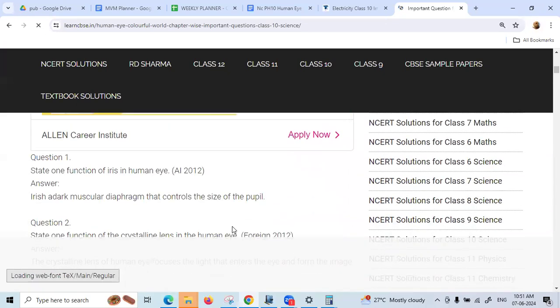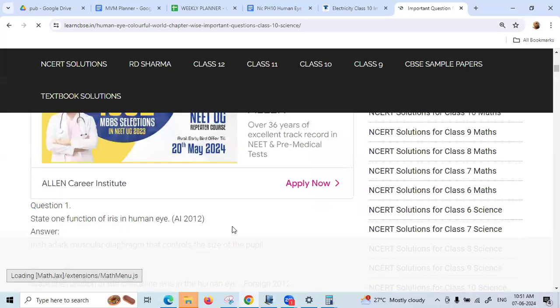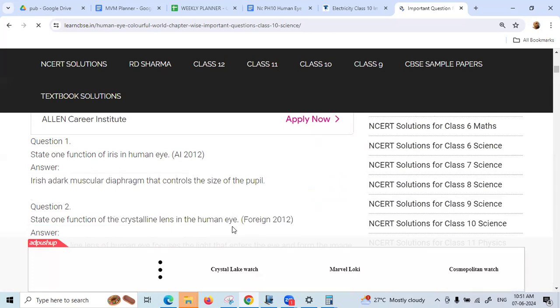State one function of the iris of the human eye. Actually, there is only one function, right? Basically, it shuts the eye to reduce the intensity of light. If the object is too bright, the eye will get damaged, right? So it has to reduce the amount of light entering the eye. So it reduces the opening of the eye, which is the pupil. It's a dark membrane which controls the size of the pupil. If the pupil is small, the amount of light entering the eye is small.